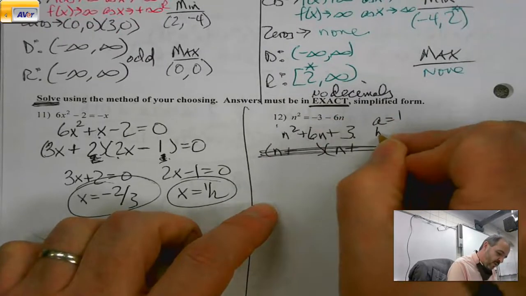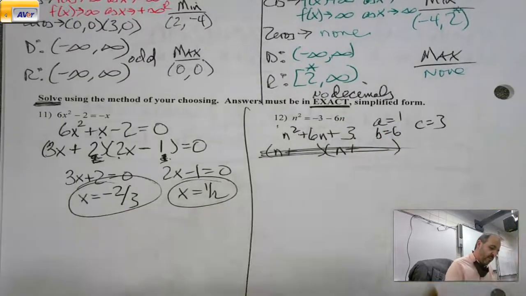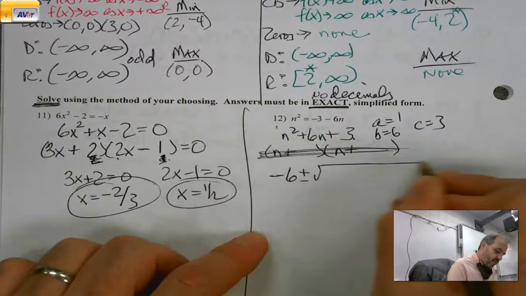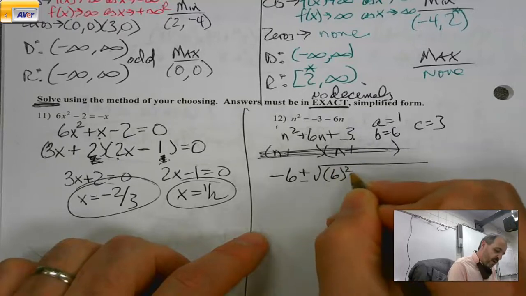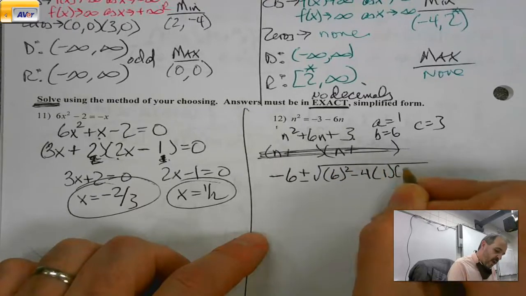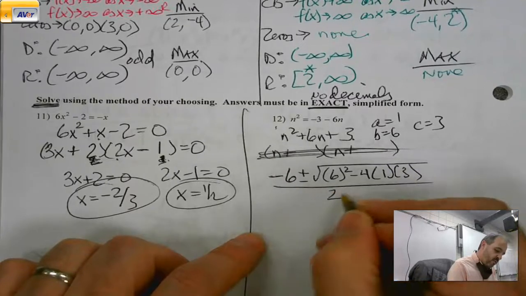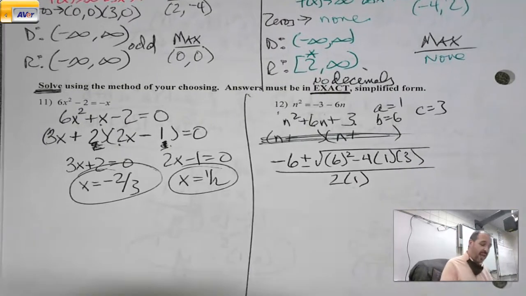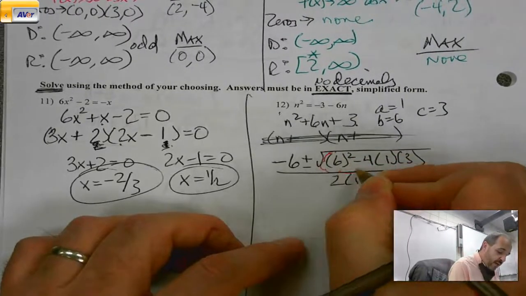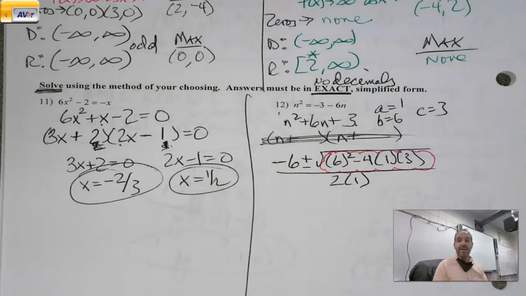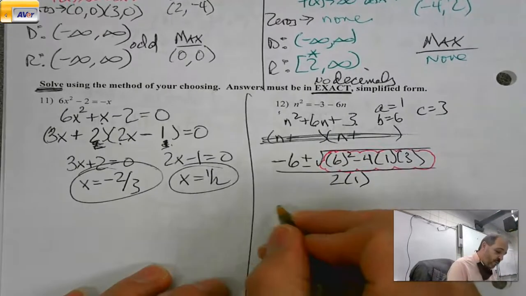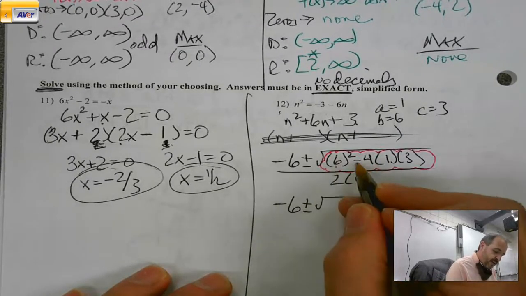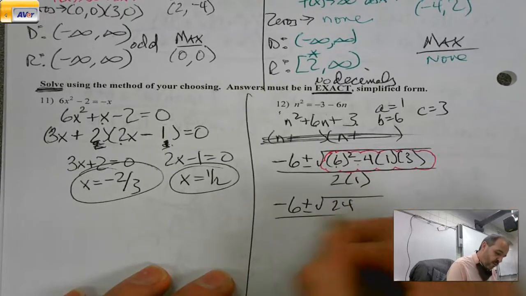A equals 1, B equals 6, C equals 3. So the opposite of B, plus or minus, square root of B squared minus 4AC all over 2A. And as we mentioned before, with being exact with our answers, if you are going to deal with the calculator for anything with this, you're just putting in that value under the radical. Don't put the radical in your calculator. So let's see, 36 minus 12, 24.